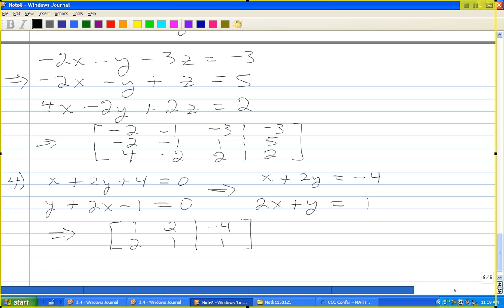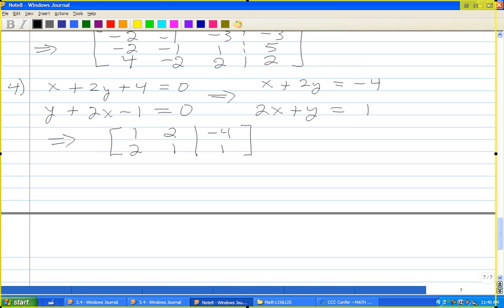Let me do problem number 14. Oh, that's small. Let me do problem number 12. 0, negative 3, 1, 4, 2, 3. In exercises 11 through 16, write the system of equations for the augmented matrix.